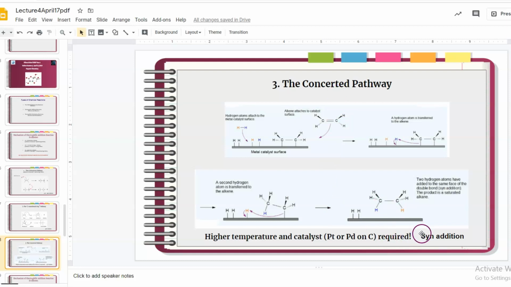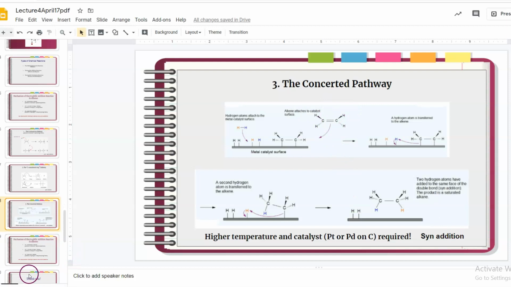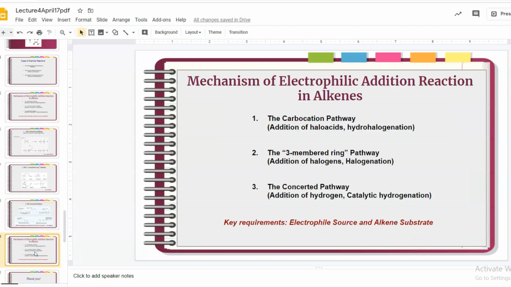And if you look at the product, in this case, it's going to be all syn product, because both of these hydrogen atoms, this one and the orange one, are going to attack from the same face. It's pretty clear from the picture itself. Both of these hydrogen atoms are going to be attached to the same face. As a result, you'll get a syn addition product. Okay, so that's the concerted pathway. Happens when you are adding hydrogen molecule on an alkene. So that's pretty much the three kinds of mechanistic pathway that the electrophilic addition reaction in alkenes goes through.